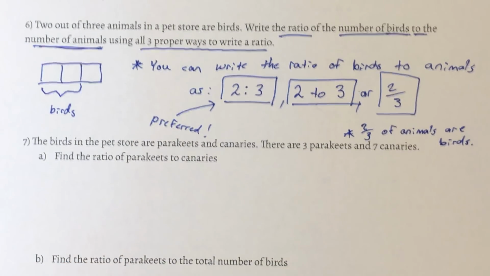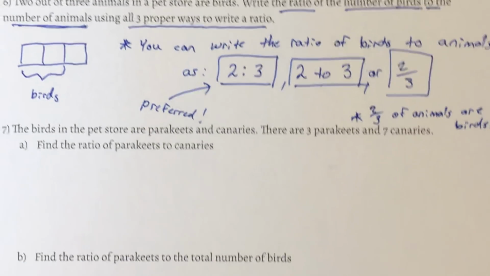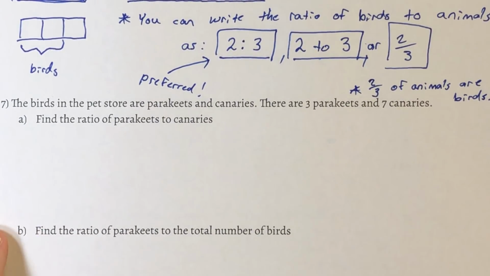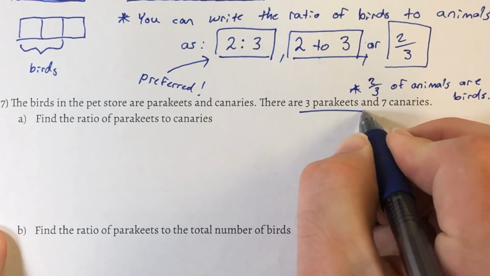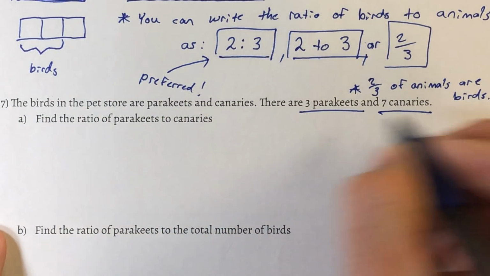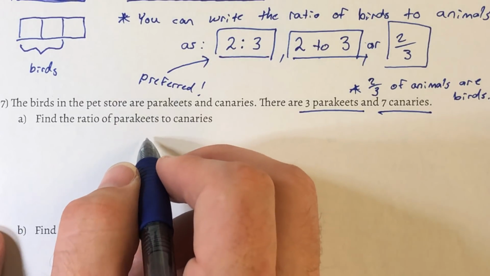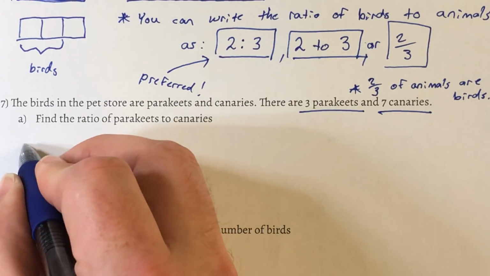Okay, next. Number 7. The birds in a pet store are parakeets and canaries. So yappy birds and yellow birds. There are 3 parakeets and 7 canaries. Part A, find the ratio of parakeets to canaries. We're just going to draw one picture on this and be done.